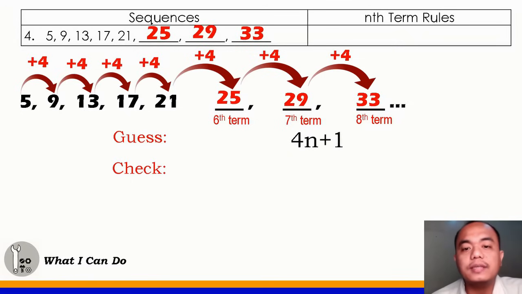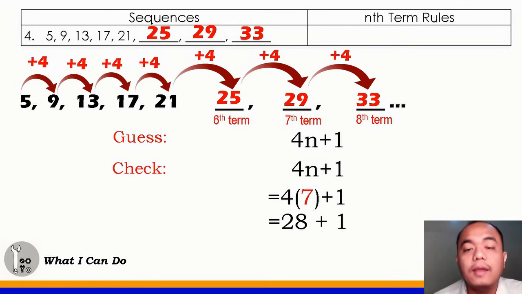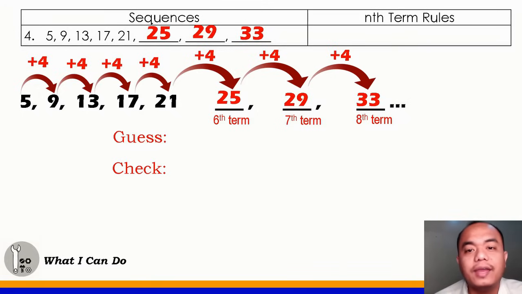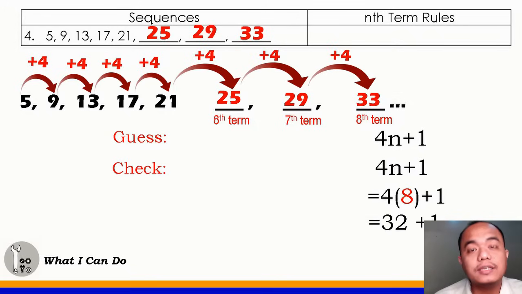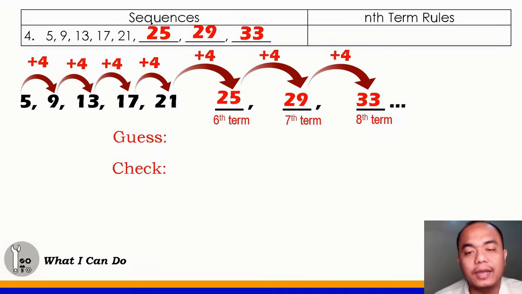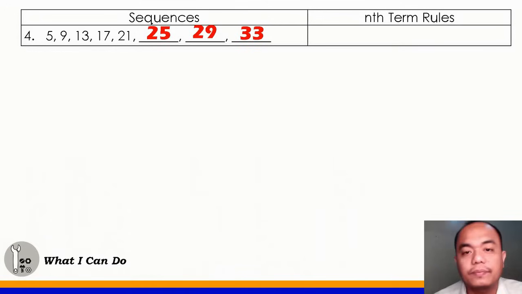The seventh term is 4n plus 1, and then 4 times 7 plus 1, and that makes it 28 plus 1, and then 29. Okay? And then we have the eighth term. 4n plus 1, 4 times 8 plus 1, and then 32 plus 1, and then we have 33. So again, our eighth term is correct. So our nth term rule for this number is 4n plus 1. This is the final answer for number 4.